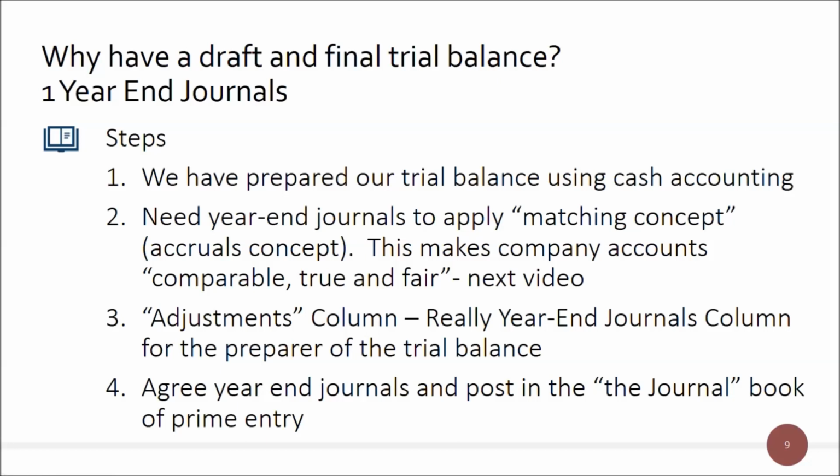and then we'd agree it. So let's say the preparer of my accounts, I would sit down and have a discussion with them. I would have a look at the reasons why they've produced those journals, and then we'd agree them, and then they'd be posted in the journal, the book of prime entry, that's called the journal. We'd agree them, and then we would produce our final trial balance. So that would typically be what we would see in one step of this adjustments column.